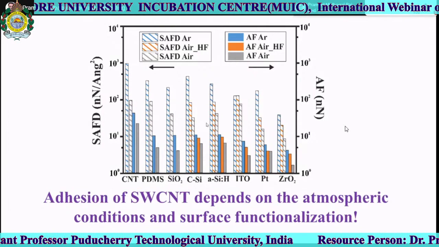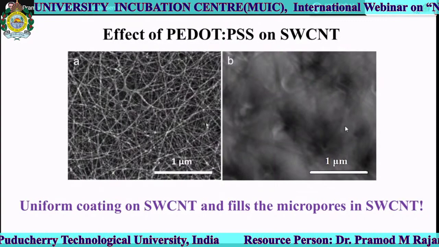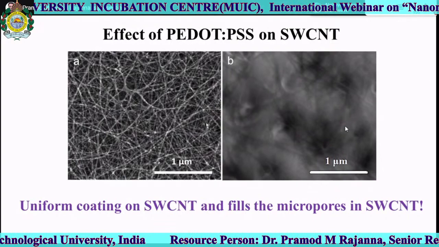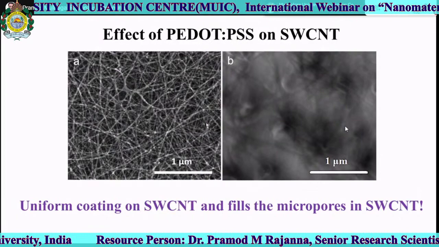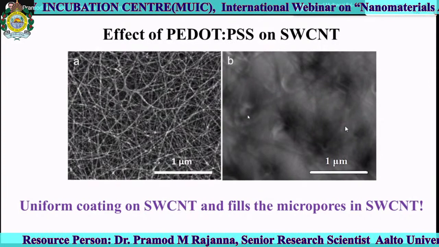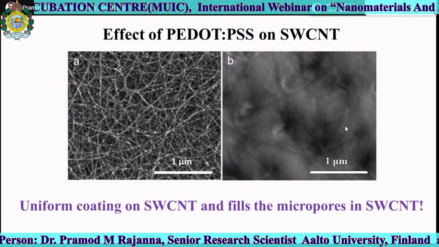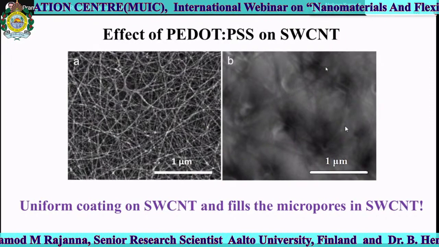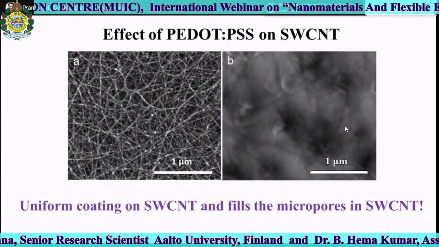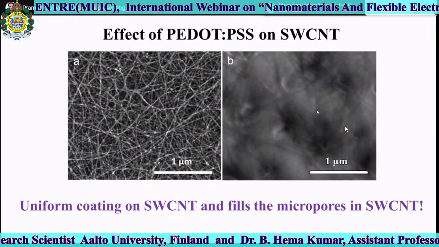Using this knowledge, what I did further was make a composite of the conductive polymer PEDOT:PSS, which is one of the most commonly used in organic optoelectronic devices, and the carbon nanotubes. All we did was spin coat the PEDOT:PSS on the surface of the carbon nanotubes. On the left hand side is the carbon nanotube without the PEDOT:PSS, and on the right hand side is the composite of PEDOT:PSS and carbon nanotubes, where you see that all the micropores and nanopores in figure A are completely filled when the PEDOT:PSS is spin coated.